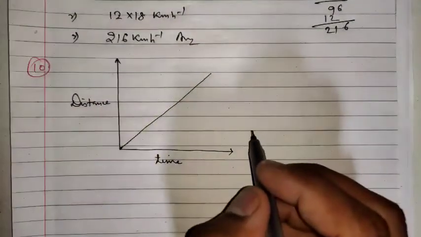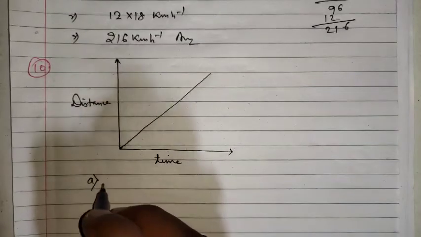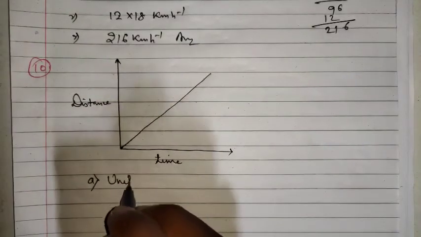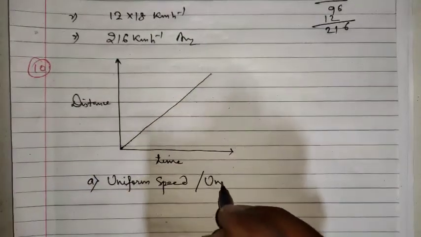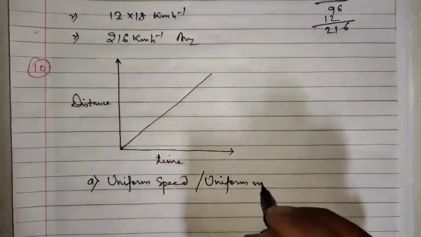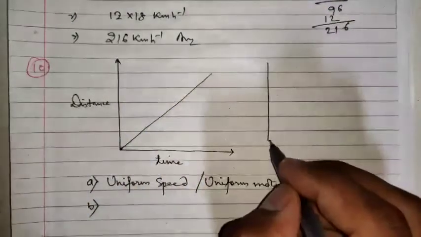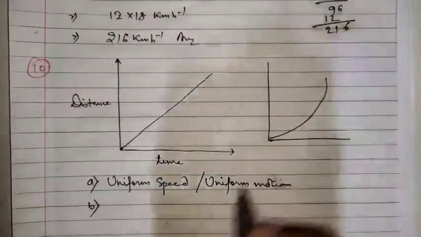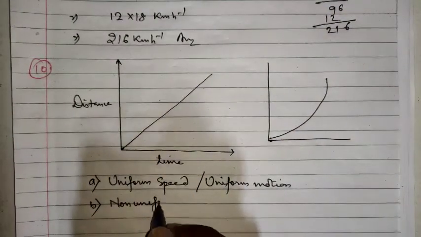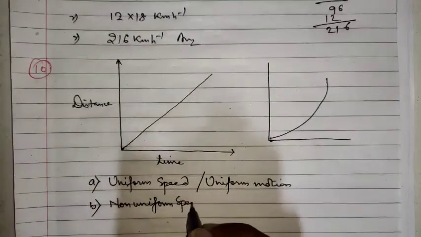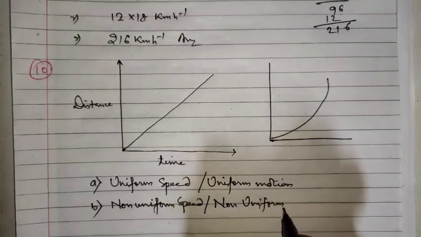It represents a body in motion. For the first question, when a straight line is there, it represents uniform speed, or you can say uniform motion. And the second, when it is a curved line. Let us draw one more graph, when it is a curved line. Then we can say non-uniform speed or non-uniform motion.